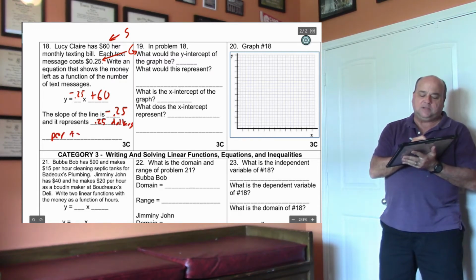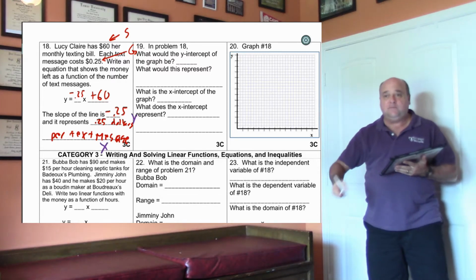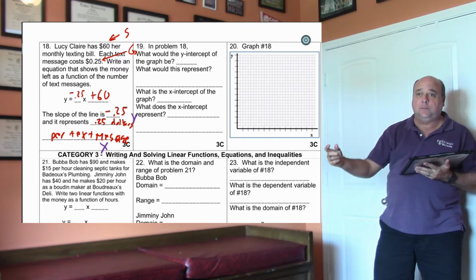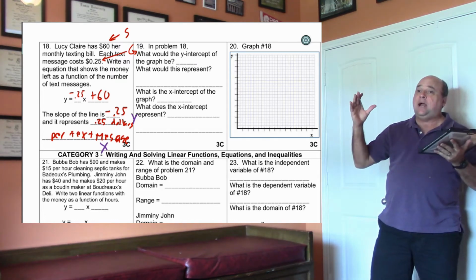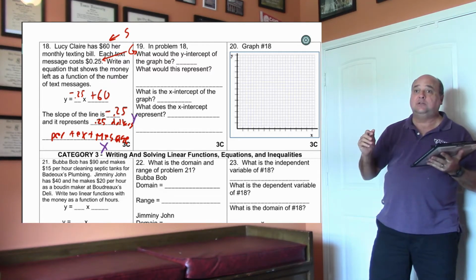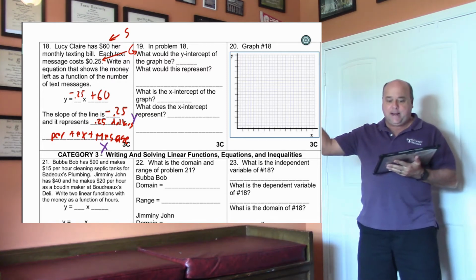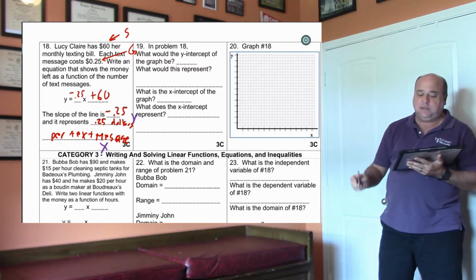per text message. And remember, this is y per x. The y is your dependent variable, the x is the independent variable. Remember, this would be a causation, right? It would have a causal relationship because x makes y happen. We just studied that in the last message, right?